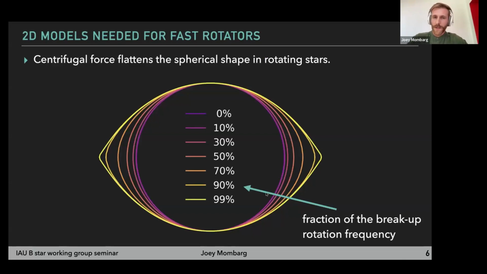Here in this cartoon, I'm showing you the surface deformation due to the centrifugal force as a fraction of the critical rotation rate. As you can see, already at around 50% critical, the star is not really spherical anymore. So then we should wonder if the 1D stellar evolution models that we all know and love can still be trusted at such high fractions of the critical rotation rate.